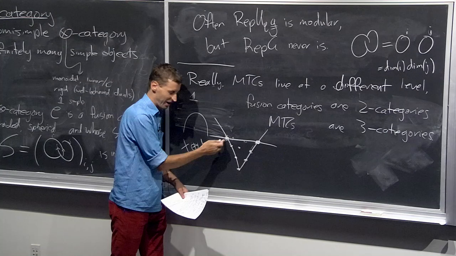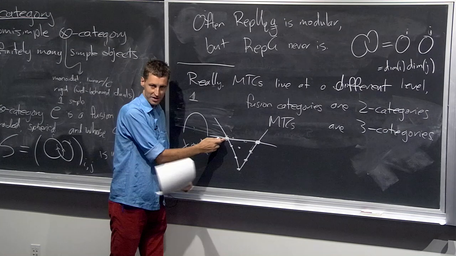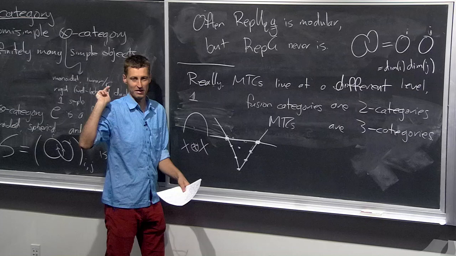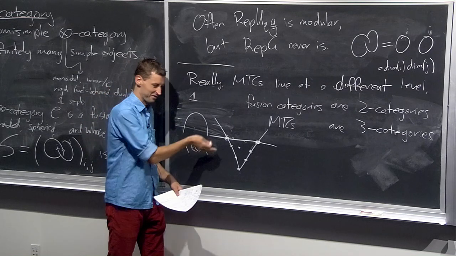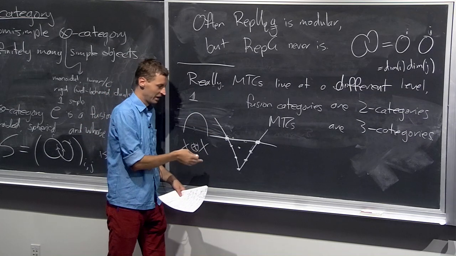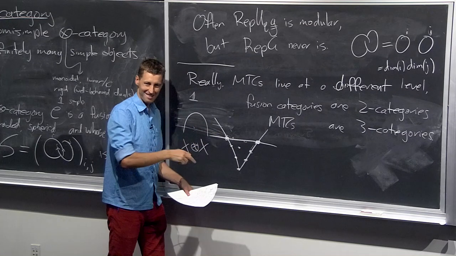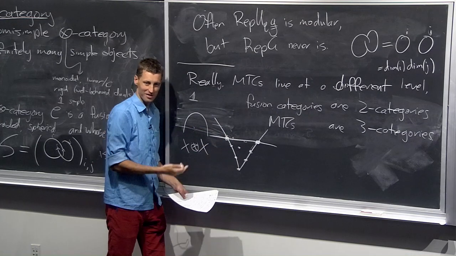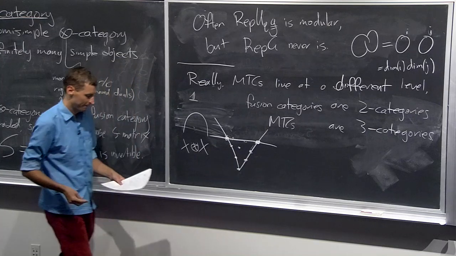And often these guys are transparent. That is, they braid trivially with everything else. And that makes the S matrix non-invertible. And so you just have to kind of avoid those levels. Or you can always modularize the category by killing those guys and getting some quotient that's modular again. But this happens quite often.